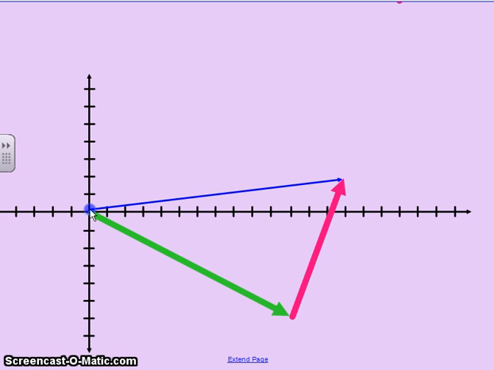Looking at my perfectly scaled xy axis, I can count how many units it is in the x direction and how many units it is in the y direction. 2, 4, 6, 8, 10, 12, 14 units. So the x component of this vector is 14. The y component of this vector is 2.